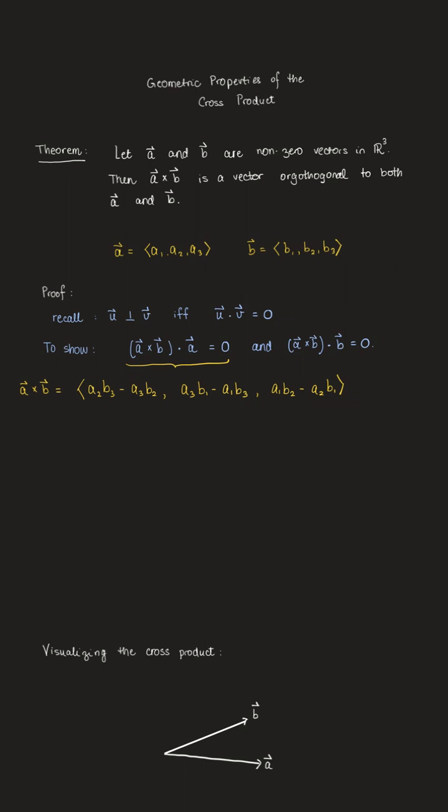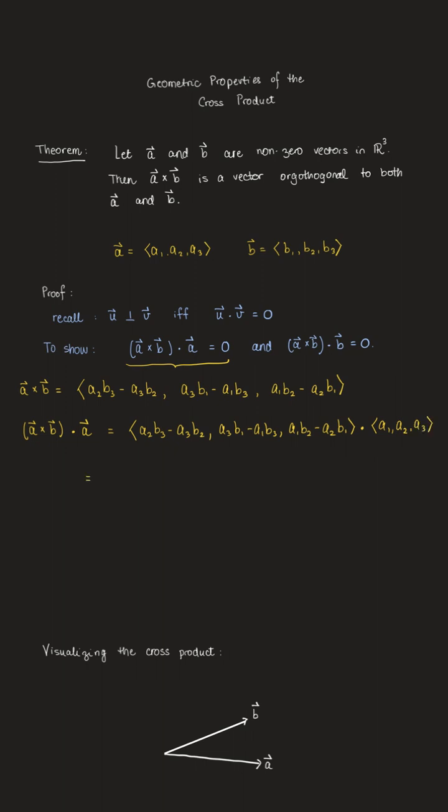So let's find the dot product of A cross B with A. That means we're going to take this vector, A2B3 minus A3B2, A3B1 minus A1B3, so our cross product, and we're going to form the dot product with A. And what we want is to make sure that this will give us 0, because that will mean that the cross product is orthogonal to vector A.